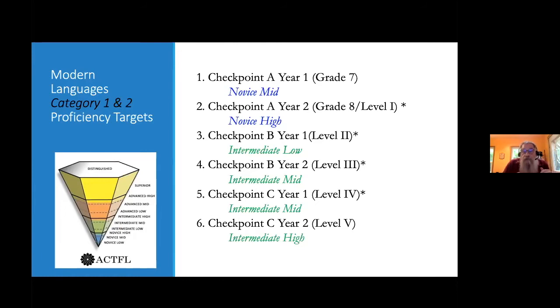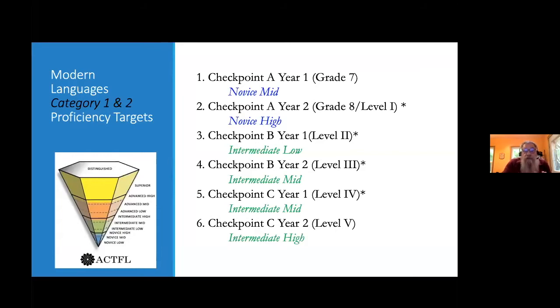Checkpoint B, our ultimate target is intermediate mid. So in level 2, we target intermediate low, and then we target intermediate mid in level 3. And checkpoint C, our ultimate target is intermediate high for the category 1 and 2 languages. And remembering how our inverted pyramid is not a ladder, we have to allow more time for the students to be in that intermediate mid range. So intermediate mid also is the target for level 4, and then intermediate high becomes our target in level 5.